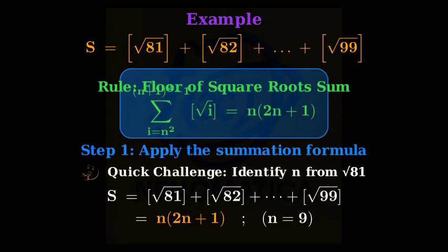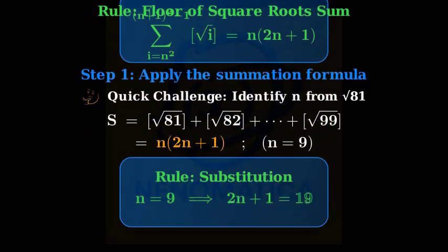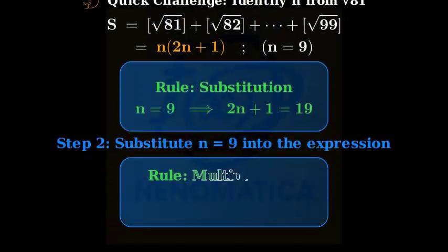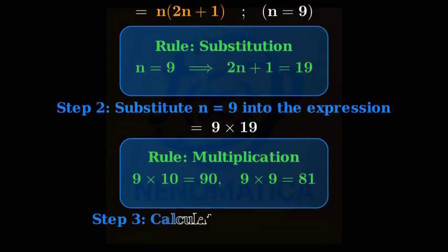Now we perform substitution for n equals 9. Step 2. Substitute n equals 9 into the expression. We highlight the changed part in orange. We now multiply to get the final product. Step 3.